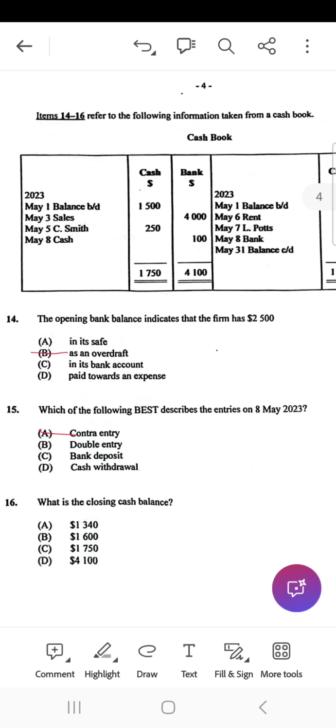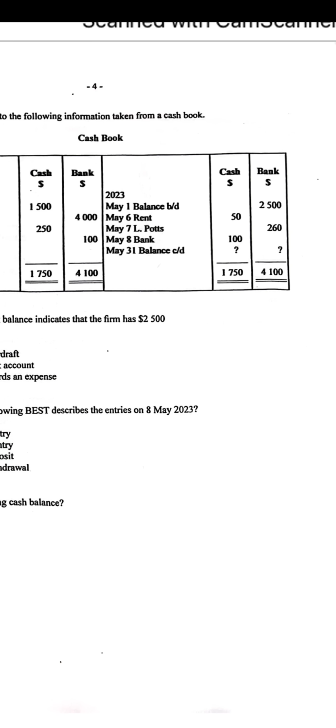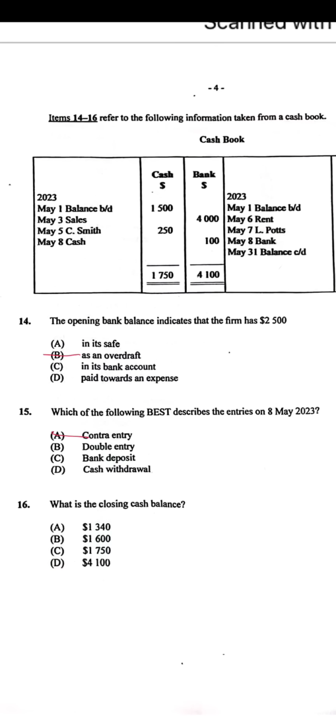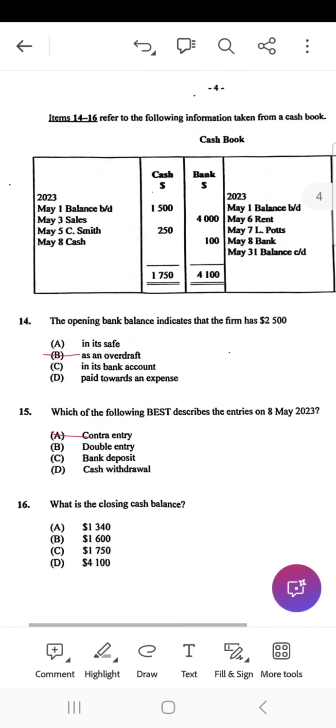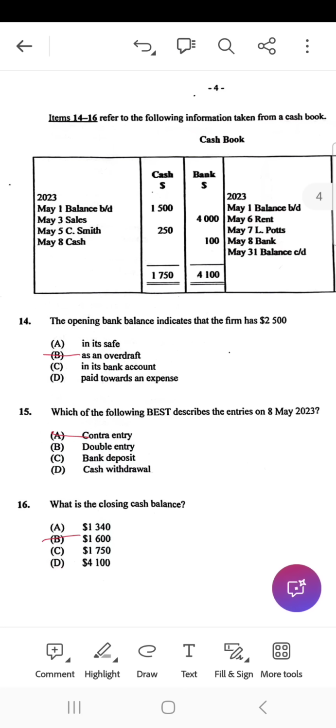Number 16, what is the closing cash balance? So it's simple. You're going to add up the entire debit side, which is 1,750, and you're going to minus the credit side from it. And the balancing figure would be the closing balance. So 1,750 minus 150 would give you 1,600. So the answer is B. So far, so good.